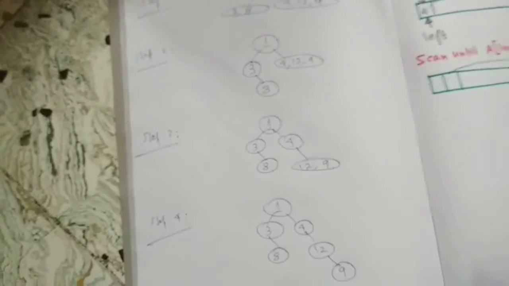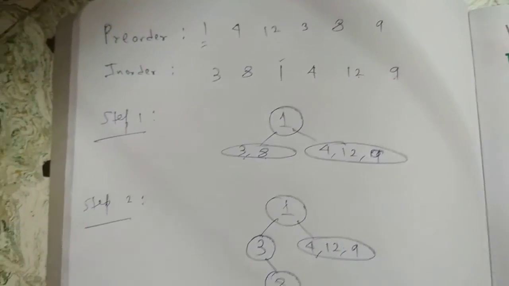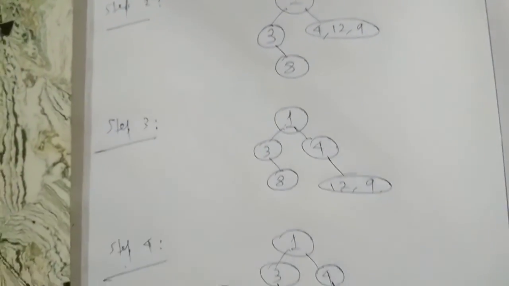Okay, so I hope you have understood how you can construct a tree using pre-order and in-order. The tree that we got here is unique.